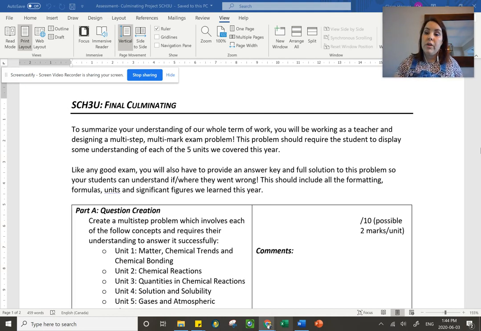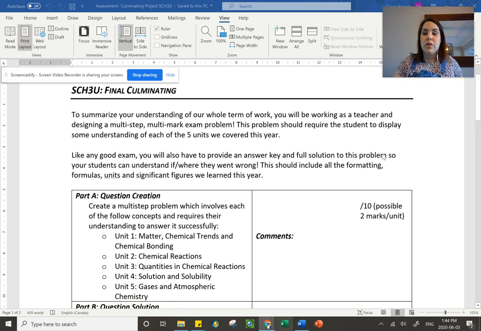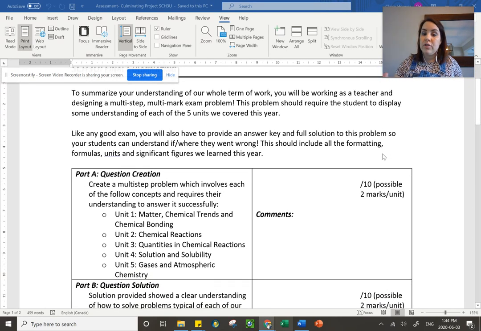So what you're going to be creating is a problem that should require you to be able to display some understanding from each of the 5 units that we covered. Okay. Also, like any good exam, we're going to provide an answer key and a full solution to the problem so students could understand if and where they went wrong, just like I post answer keys at the end of every week for you. And again, remember, you should be thinking about your formatting, your formulas, your units, significant figures, all of those important things that we learned this year.